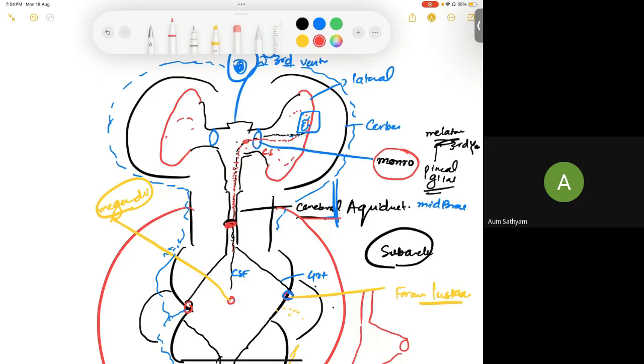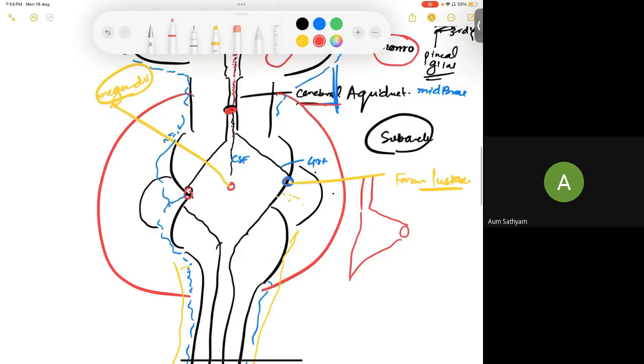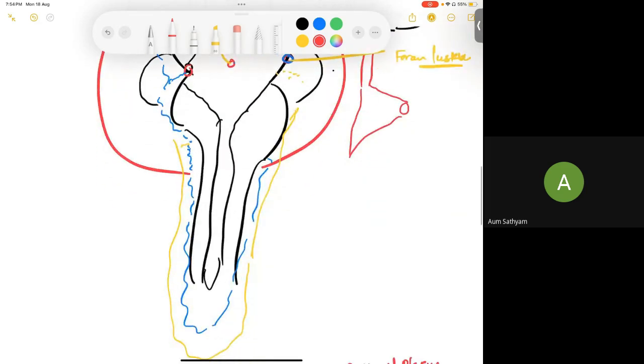This CSF is going to provide nourishment, that is glucose and everything, to your brain. As we discussed, it has different functions. It's a transport medium for different hormones as well. It also provides a buoyancy force, which decreases the weight of your brain, which is really important. If the CSF is less, the brain is going to herniate downward, which is going to cause a lot of problems.